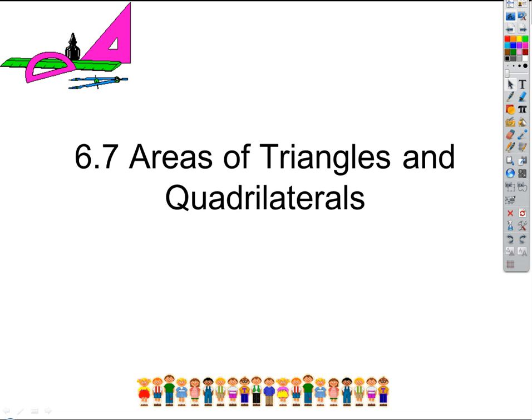Okay, so areas of triangles and quadrilaterals. It's a formula-based section. A lot of this just comes down to knowing the formulas for the various areas and being able to use them.